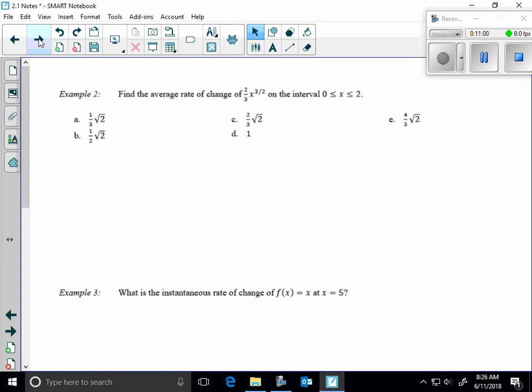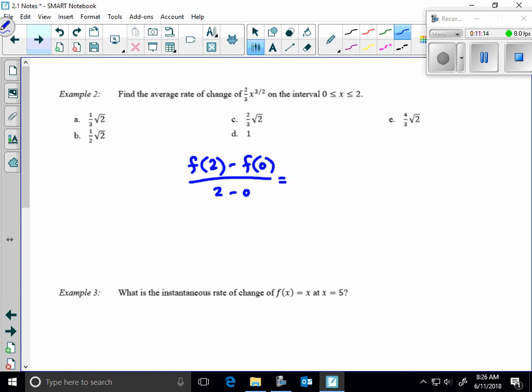Find the average rate of change of the following function on the interval 0 to 2. Well, to find the average rate of change, we're just going to take f of the upper minus f of the lower over x value minus x value. So f of 2, well, that'd be 2/3 times 2. Now watch what I'm going to do. I'm going to cube it and take it to the 1/2 power, right? That'd be the 3/2 power minus the same thing, but I'm plugging in 0, which clearly would be 0. So f of 0 would be 0, and that'll be all over 2.